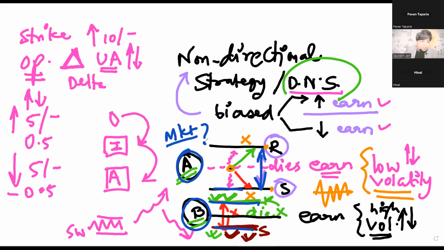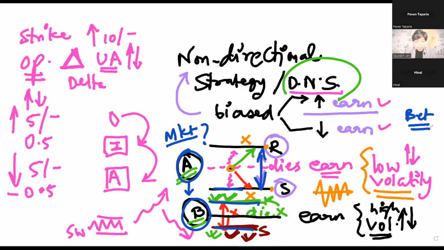Mr. A will approach Mr. B and say that markets will stay between this range. Mr. B will say, no, markets are going to be outside this range. They can have a bet. And in that bet, obviously one person will win.